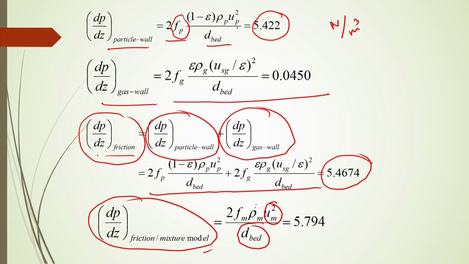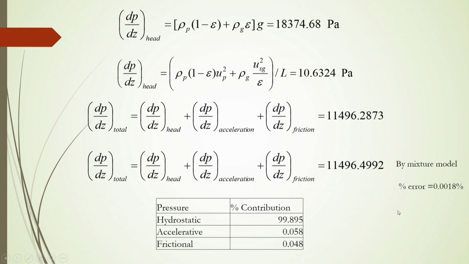Here rho m, you know, and Fm, you know. After substitution you can calculate, it will come as 5.794. Whereas based on individual interaction to the wall of the bed, you will see the total frictional pressure drop is coming 5.4674, whereas for the mixer model it is coming 5.794, almost the same. There is a little error, so we can consider the mixer model also.